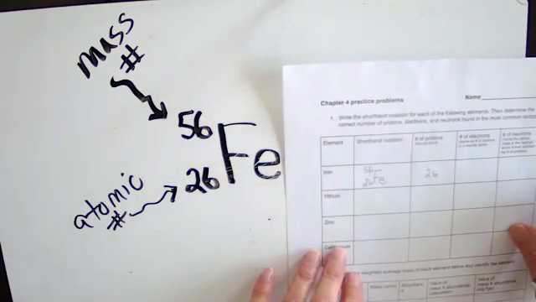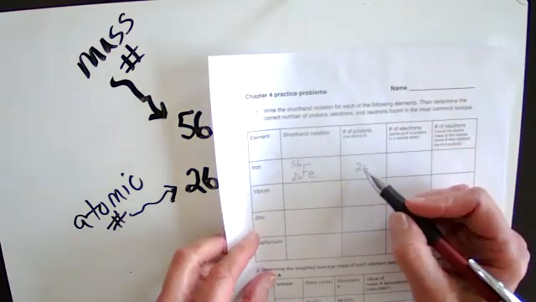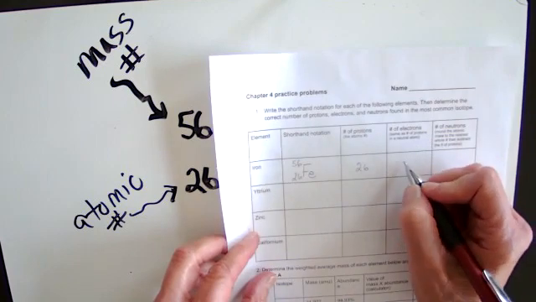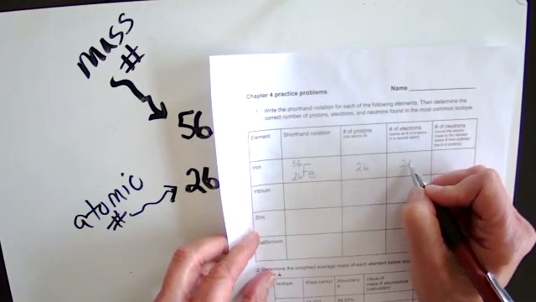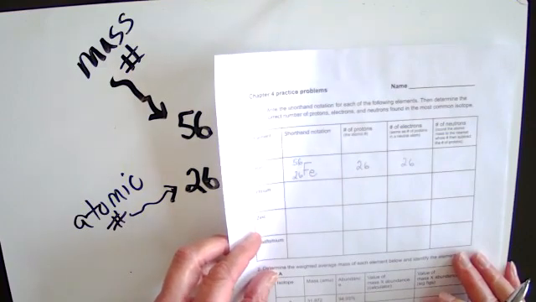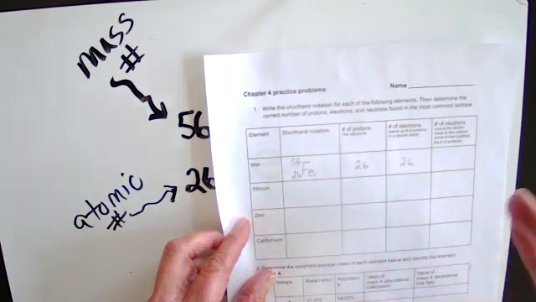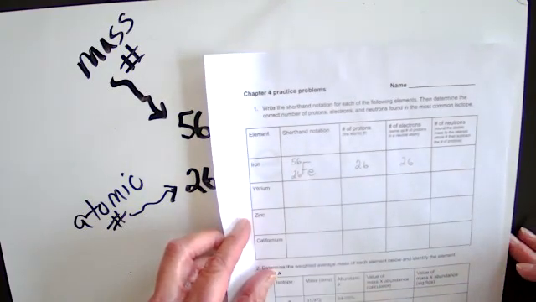Now, number of electrons for iron. We know that that is going to be the same as the number of protons if we have a neutral atom. So we're going to show that as 26. Okay, same number of electrons as protons. That's why an atom is neutral. Protons are positive, electrons are negative. We have the same number of protons as electrons. We have a neutral atom.